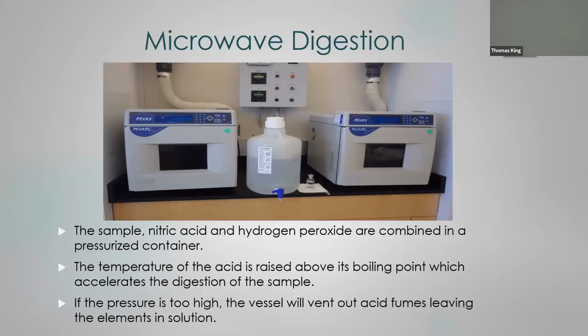And these are our two microwave systems, both Mars Express. The sample, nitric acid and hydrogen peroxide are combined in a pressurized container. The temperature of the acid is raised above its boiling point, which accelerates the digestion of the sample. If the pressure is too high, the vessel will vent out acid fumes, leaving the elements of interest in the liquid acid in the vessel. So you don't lose any of the elements of interest while the vessel is venting.